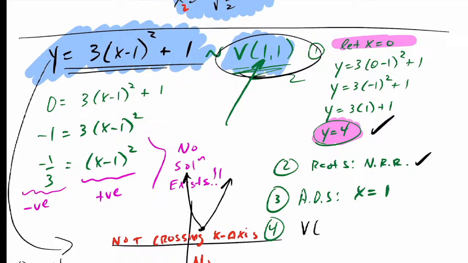And then in 4, they want the vertex, I believe. The vertex is 1, 1. Vertex form, it's already in vertex form, so there's not really much to do with this. I just rewrite the whole question.